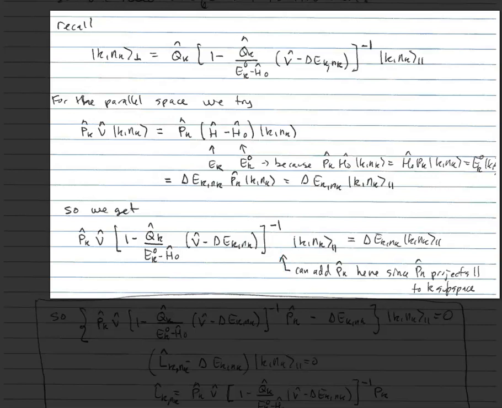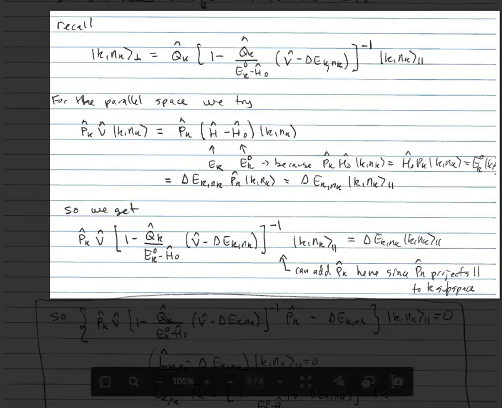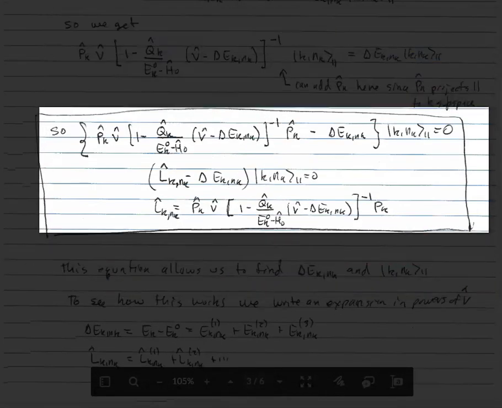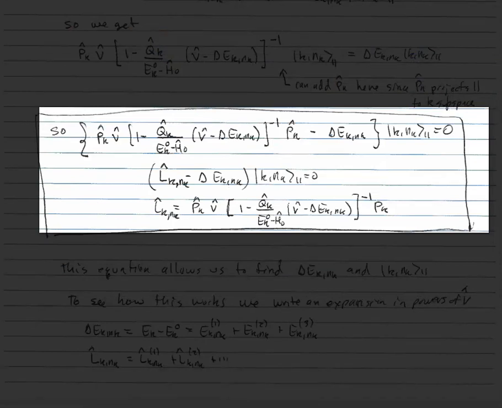Now what you can see is, and I'm going to actually put it in a box, so let me move this up just a little bit so you can see exactly what we're doing here. In the box, we have this operator equation. It's an eigenvalue equation. The operator is Pk V̂ [1 − Qk/(Ek0 − H0) (V̂ − ΔEk,nk)]⁻¹ Pk, that's the operator, minus ΔEk,nk. That whole thing acting on the state |k,nk⟩∥ is equal to 0.